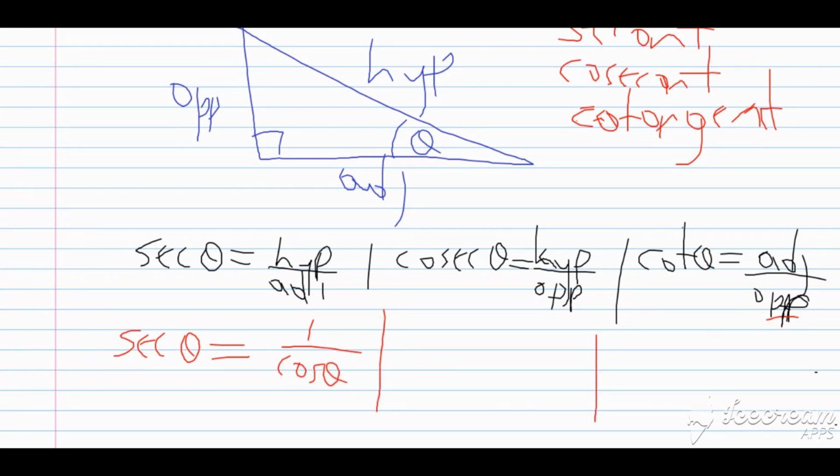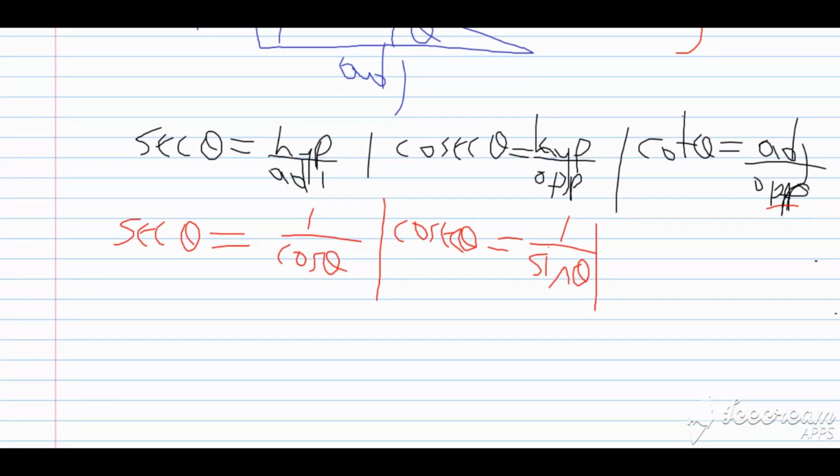Look at cosecant theta, which is shortened to cosec, sometimes CSC. This is defined as the hypotenuse over the opposite side. The sine of theta is opposite over hypotenuse, so the cosecant of theta is 1 over the sine of theta. The cotangent, shortened to cot theta, is equal to adjacent over opposite. Bear in mind that the tangent of the angle was opposite over adjacent, so the cotangent of theta is equal to 1 over the tangent of theta.